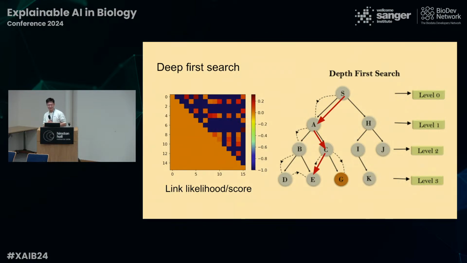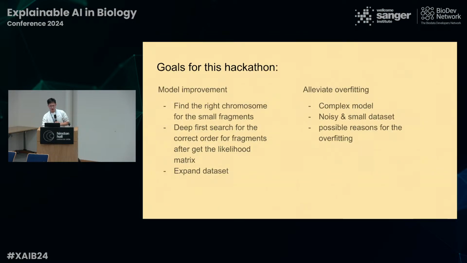Yeah, thank you. This is a depth-first search. For this hackathon, we are going to do some model improvements. For example, we need to find the right chromosome for the small fragments, because only the small fragments cannot be joined. And then the second one, we are going to use the depth-first search. During this program, we just look into the depth-first search.